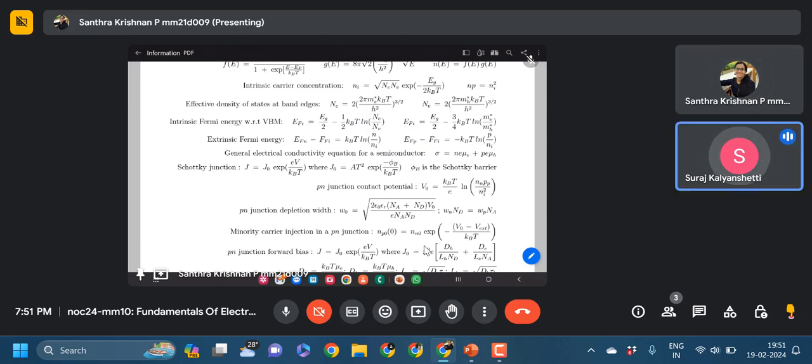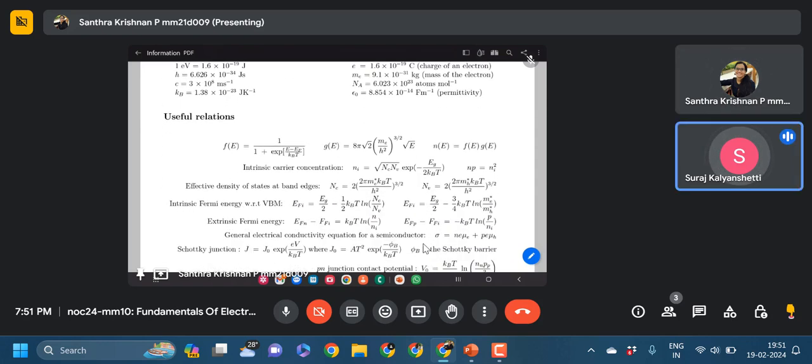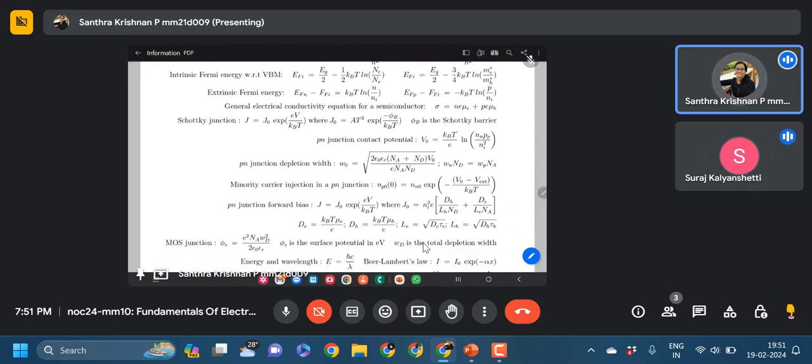Here, only the E value is given: 1.6 into 10 power minus 19, that is the charge of the electron. And coming down in that equation, there are a few values. KBT by E. This is very simple. Ni square is nothing but your intrinsic square. N is your n-type carrier and p-type carrier.